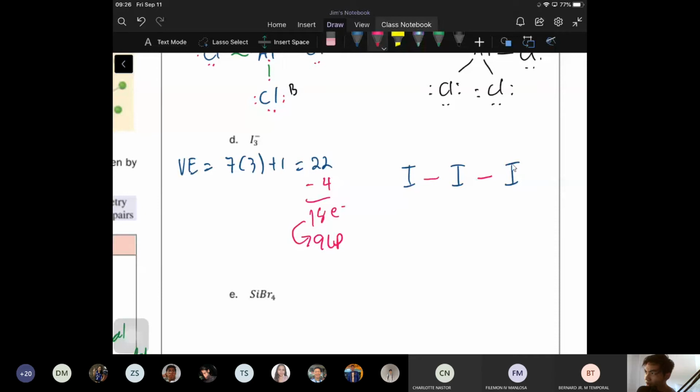So, this iodine here, it already contains 2 electrons, di ba? May dalawa na yan. So, kailangan niya pa ng 6 para maging octet. So, ganun din dito sa kabila. So, ilan ang gamit ko? 6. So, yung tatlong remaining, dito na sa gitnang iodine.